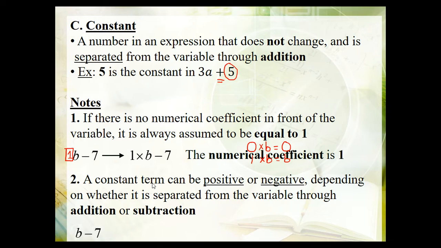But let's say we have the expression b minus 7. Well, I define a constant as being a number that's separated from the variable through addition. You could actually take this expression and rewrite it as an addition statement as follows. b minus 7 would be the same thing as writing b plus negative 7. So I still have the constant term separated by addition. It just so happens that the constant term itself would then have a negative value. So if you do have the constant separated by subtraction, then the constant term is going to be a negative number. Okay, so the constant term here would be negative 7.